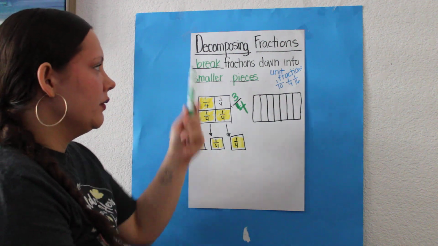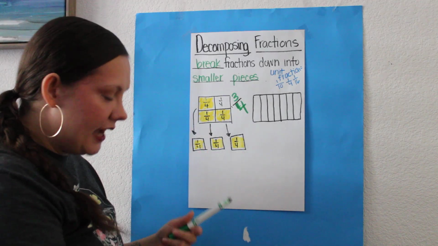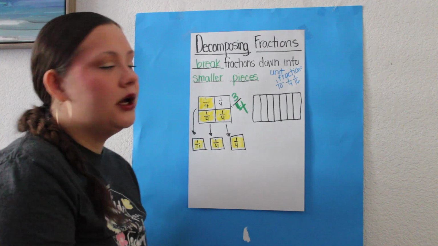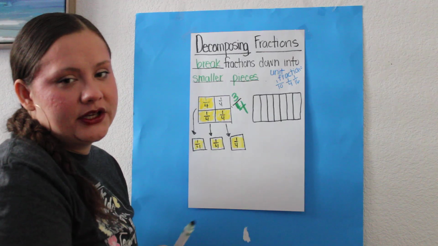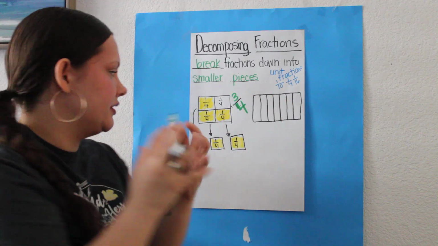So all I did here was I decomposed my fraction model into these small pieces. Now that I've done that, I have to use these small pieces to write an equation. And all you're doing is figuring out what pieces you had to put together to make your fraction model.